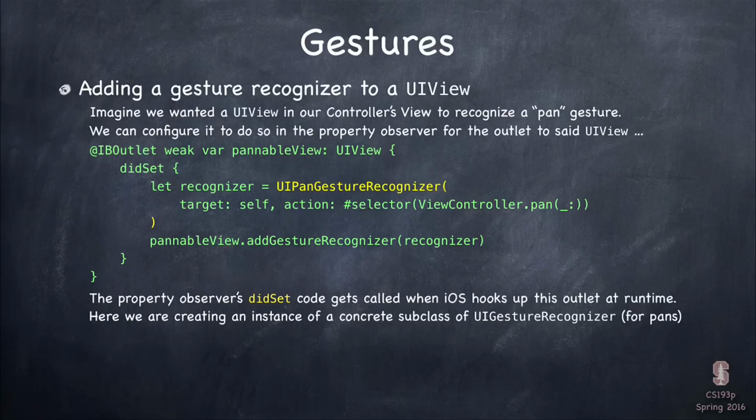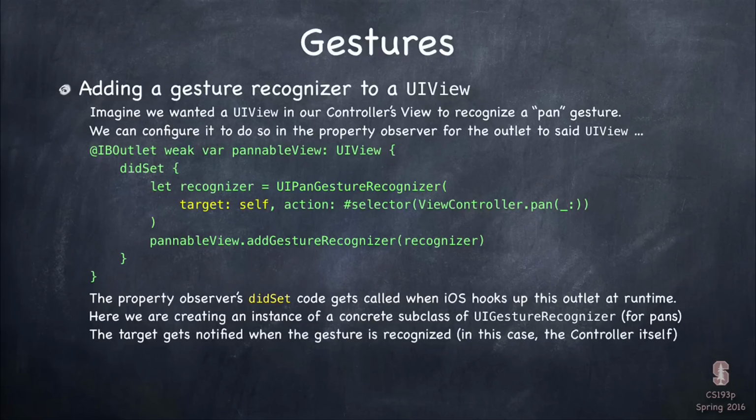It takes two arguments here. The first is who is going to handle this gesture when I recognize it. So this pan gesture recognizer is saying, hey, if I recognize a pan, who's going to handle it for me? And the answer is self. So that's the controller, because it's an outlet in the controller. So the target self means the controller is going to handle this pan itself.